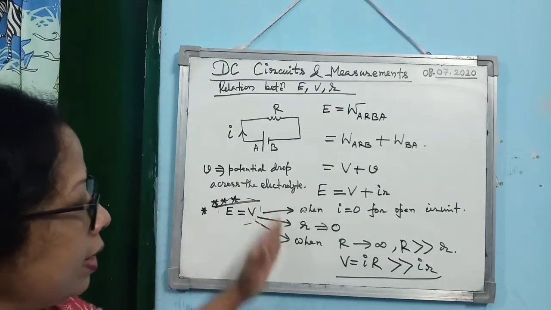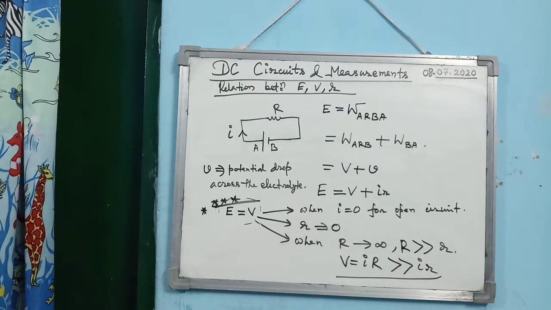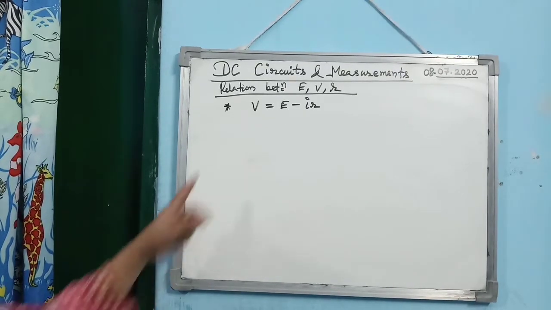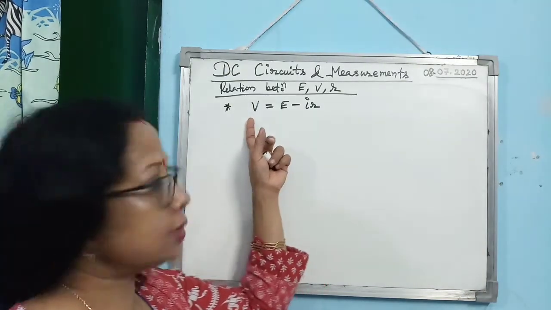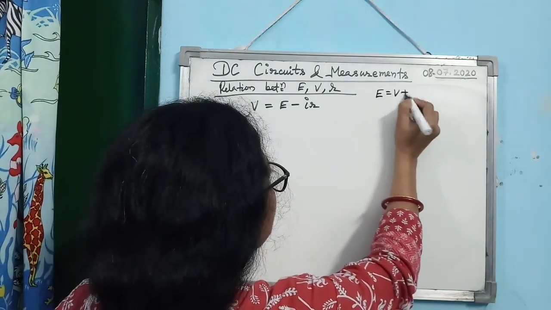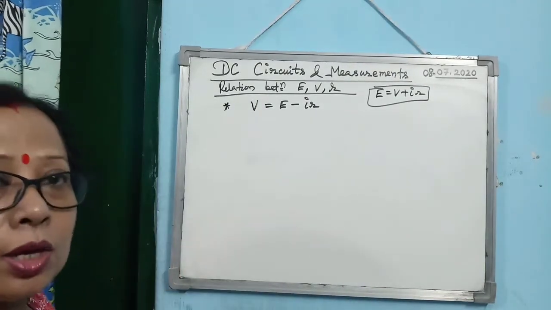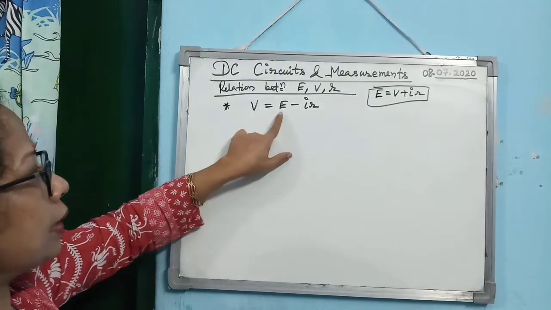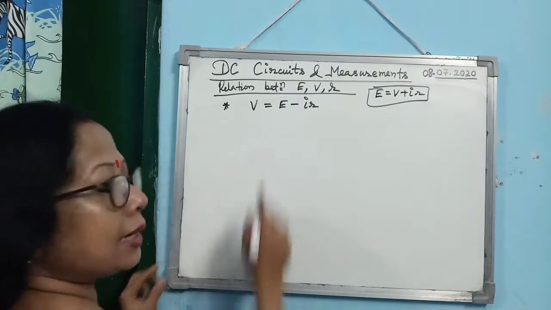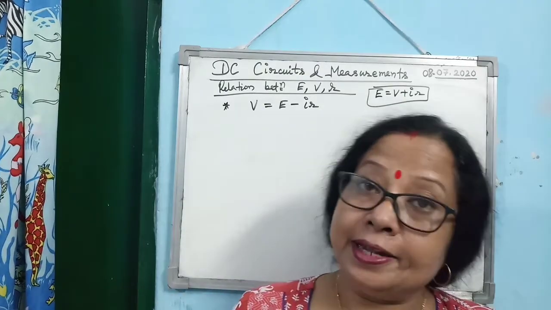As I mentioned already, there are three conditions for which EMF and terminal PD become equal to each other. Another important point is that V is the terminal PD across the cell, and from that relation, what relation have we got? E is equal to V plus Ir. So you see, one can write terminal PD is E minus Ir. So terminal PD depends on which factor? E is the EMF of the cell, which is constant for a particular cell. Now we know that according to Ohm's law, V is the potential difference across the conductor, and it is proportional to I.